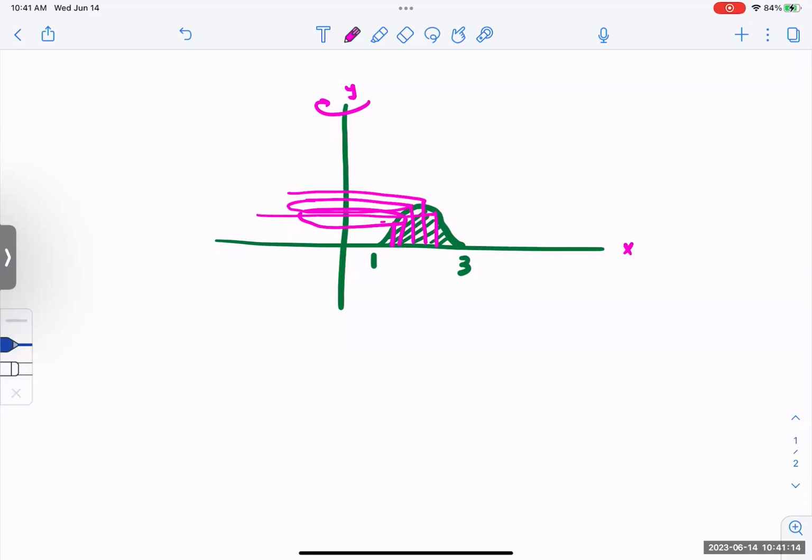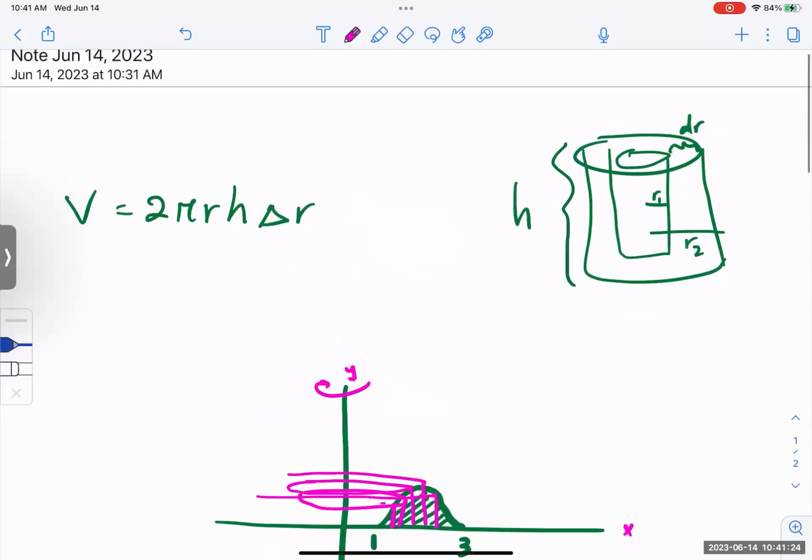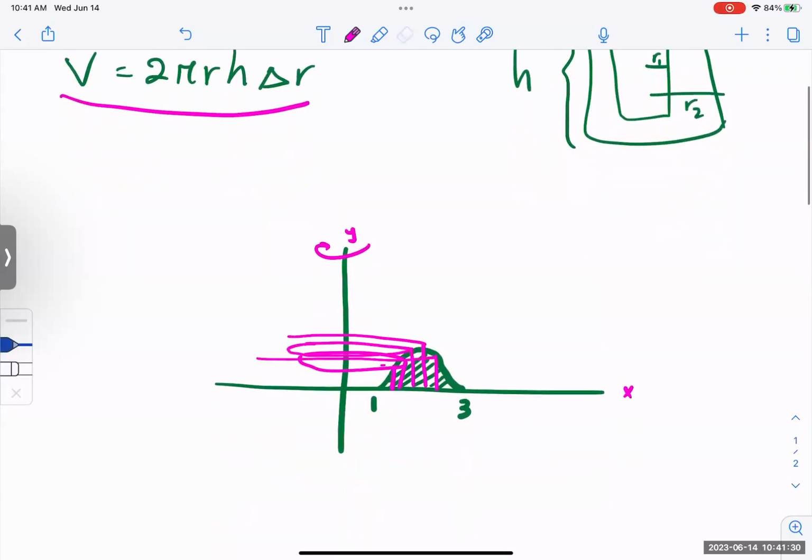No, you could rotate along the x-axis. I'm going to do an example that is rotating along the x-axis. It could be rotating about any other axes. So that's why it was important that I said, write down this formula, 2 pi r h dr. So just look at here how I would set it up rather than just memorizing.